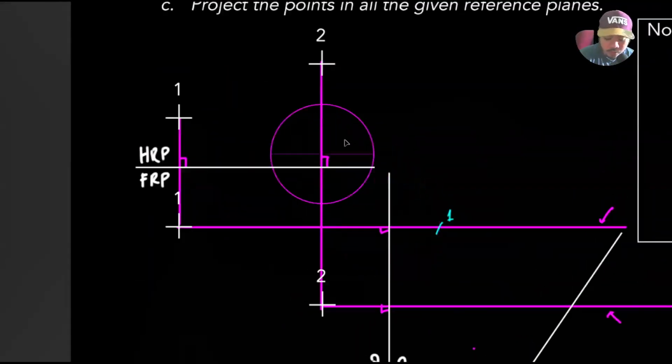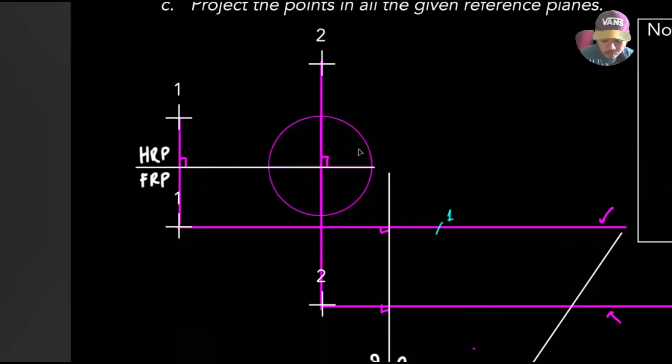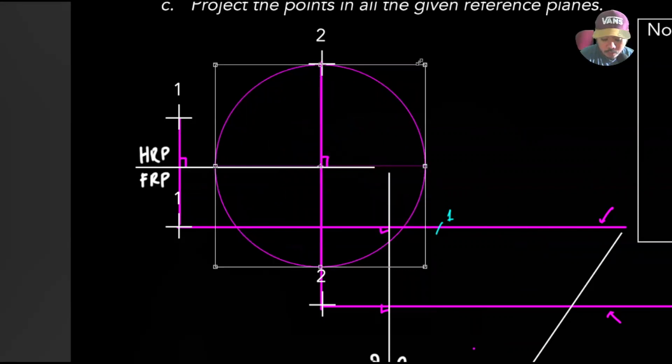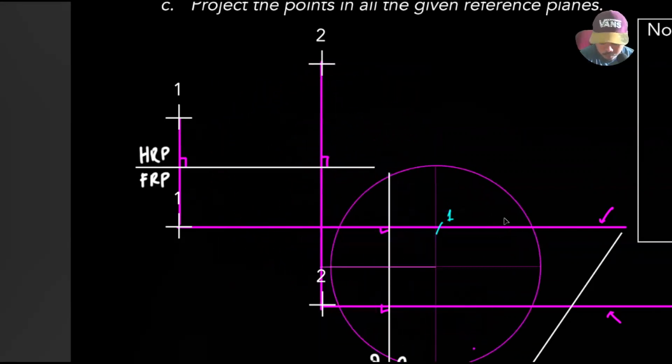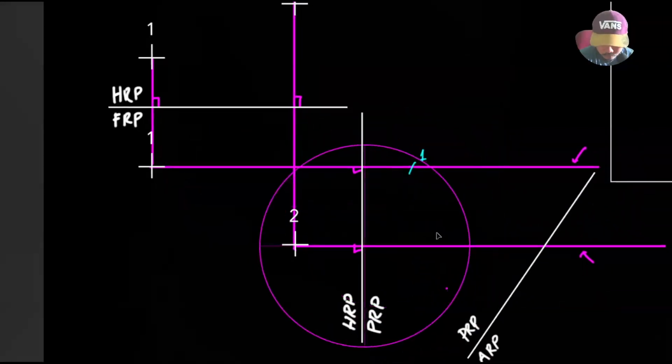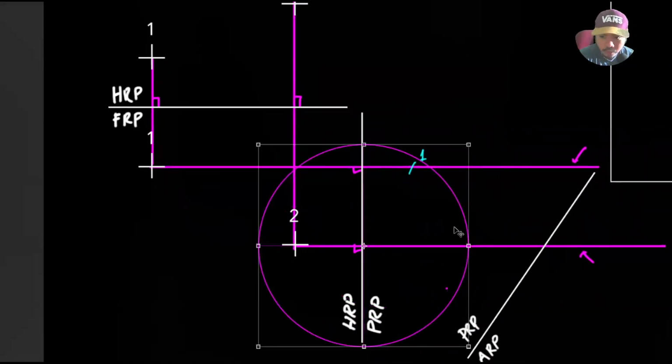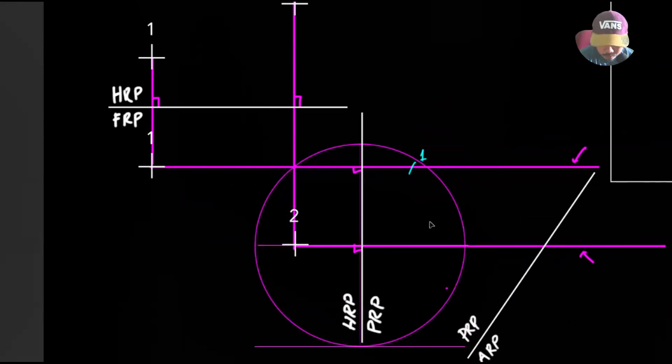Kunin natin yung compass natin. Ganyan. Measure natin siya. Then lipat dito sa side na to. And this is the projection line for 2, no? So kaya dito natin siya mini-measure. And let's mark it off. This is now location of point 2, no?